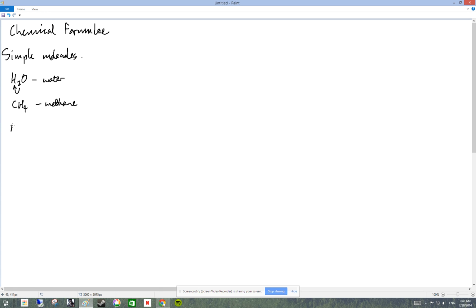Okay, another really common covalent molecule in the course will be this one, NH3, which is ammonia, which is another gas. We could have a higher hydrocarbon, C2H6, which is ethane, like that. Okay, and there's loads of covalent compounds. There's more covalent compounds than there are ionic compounds by a long shot. Okay, so there's a couple of simple covalent molecules.